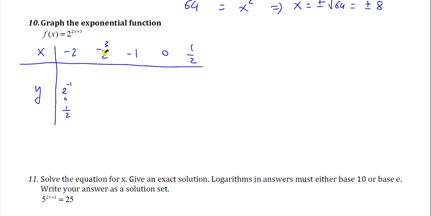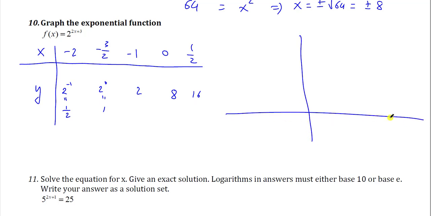For minus 3 half for x, we can also plug in this x to here. So 2 times minus 3 over 2 gives me minus 3. Minus 3 plus 3 is 0. So you have 2 to the 0. Anything to the power of 0 is 1. So when x is minus 3 half, you should get 1 for y. And do the same thing for the rest of the three numbers here. You should end up with 2, 8, and 16 for the y values.